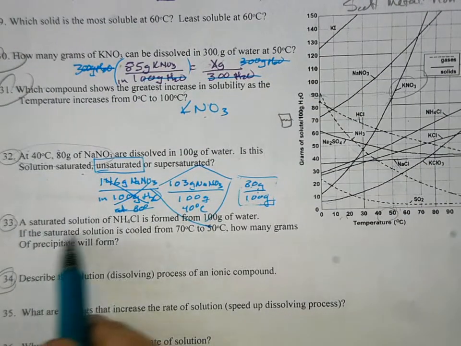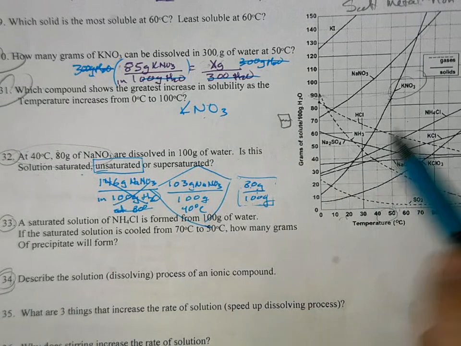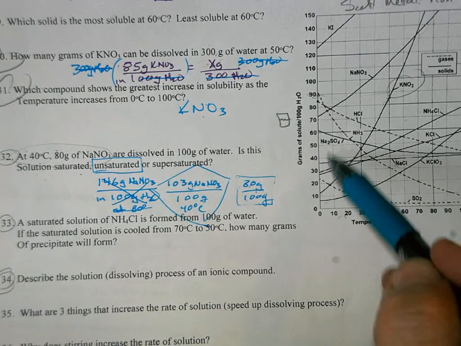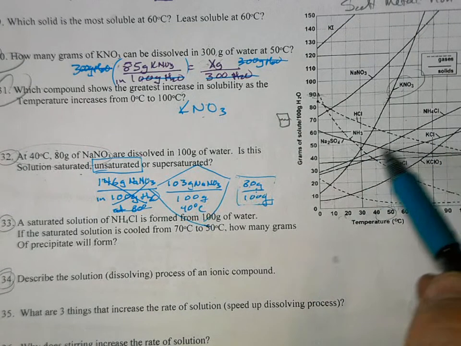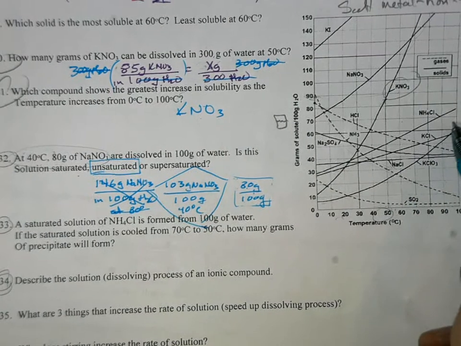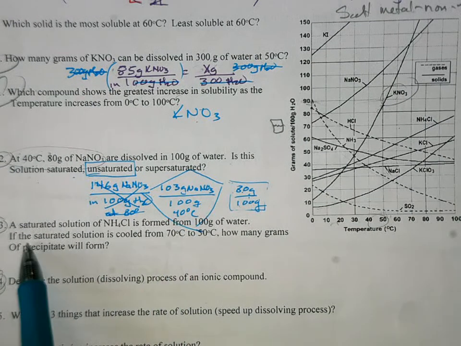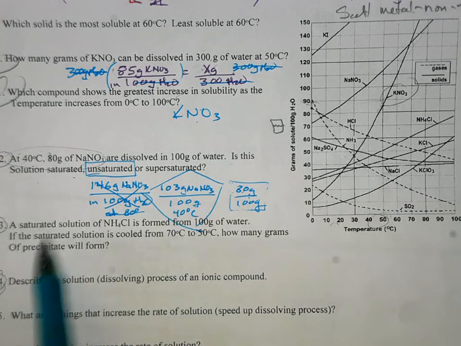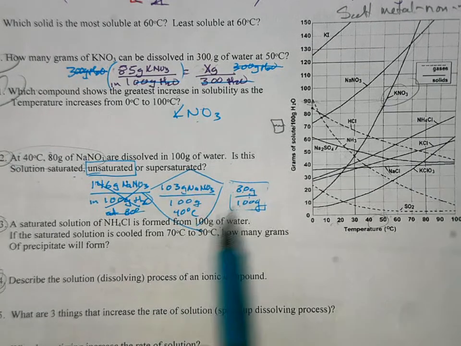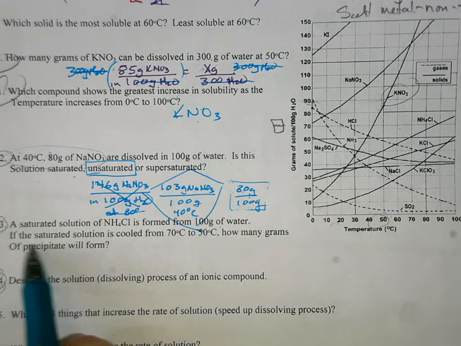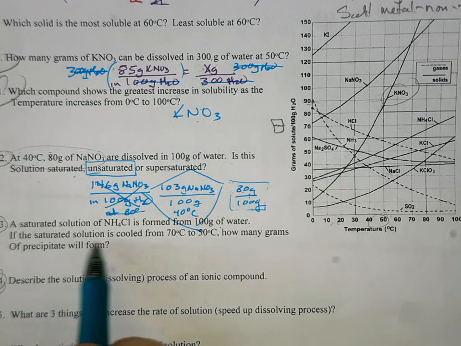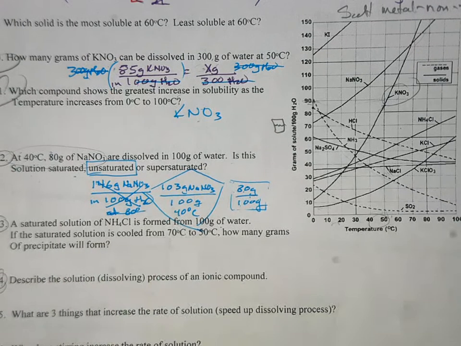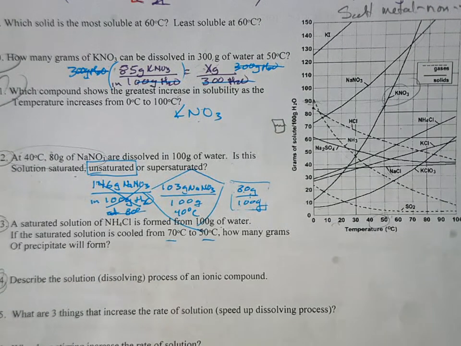A saturated solution of ammonium chloride. Okay, we look at our chart. Where's ammonium chloride? There we go. It's this line right there. So a saturated solution is formed from 100 grams of water. If the saturated solution is cooled from 70 to 50, how many grams of precipitate will form?